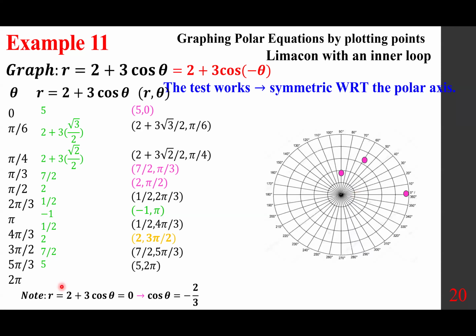By the way, if you set this equal to 0, cosine theta is -2/3, theta is cosine inverse of -2/3, and it gives you the answers. I want to explain what this means. The question is, does the graph go through the pole? And you have to set this equal to 0 and find out. And it happened to go through the pole actually 2 times. Once at 131.81 degrees.